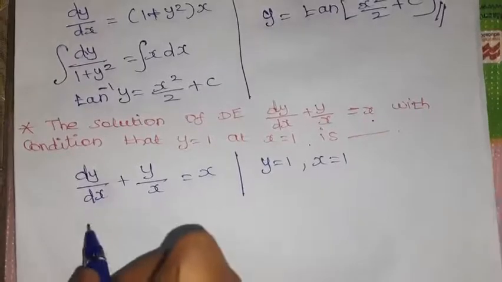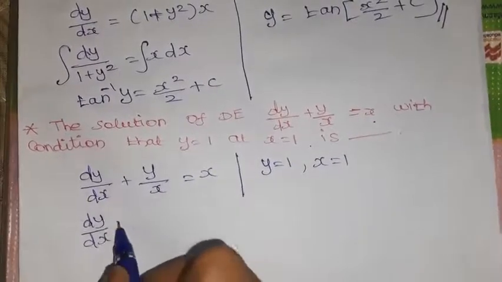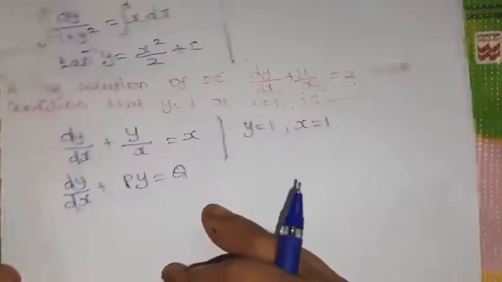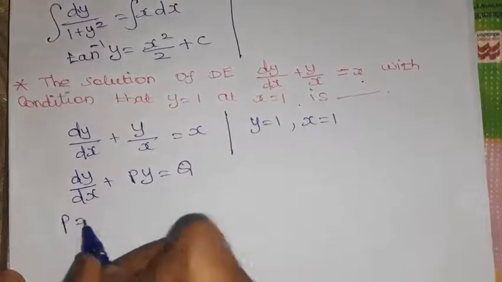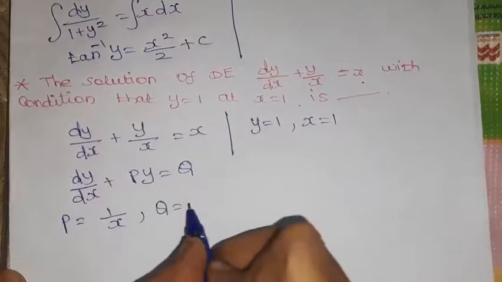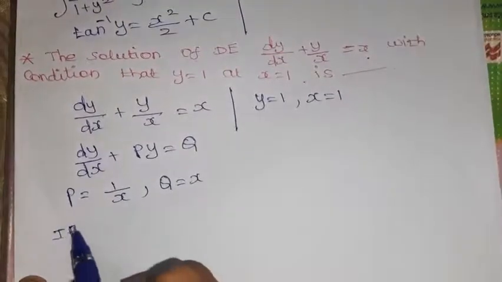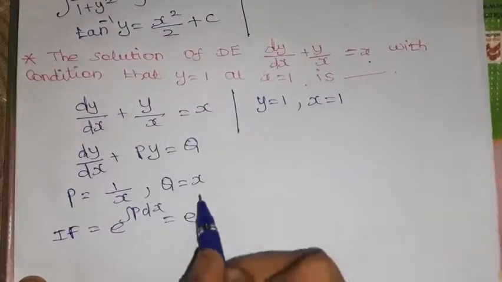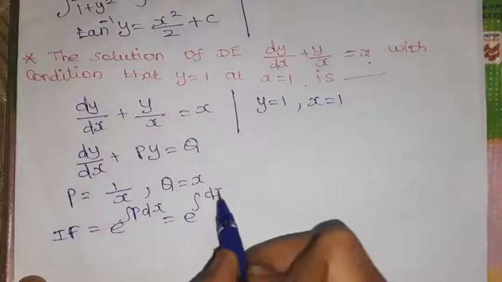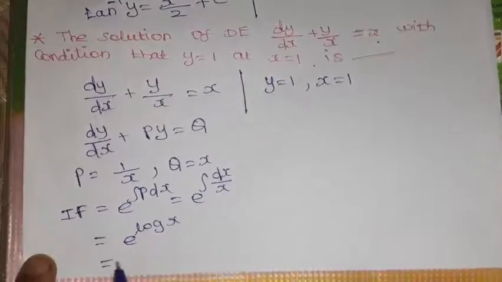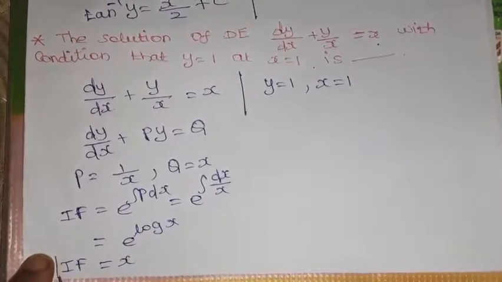So it is in the form of the Leibniz linear equation, dy by dx plus py equal to q. Then by comparing, what are p and q values? From this p equal to 1 by x, right? p equal to 1 by x and q value equal to x. Then we need to find the integrating factor, which is nothing but e power integral p dx. e power integral dx by x, p equal to 1 by x. So integral dx by x gives e power log x. This and this get cancelled. So the integrating factor is nothing but x.